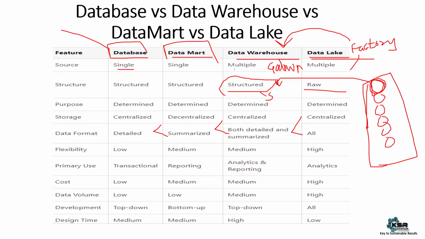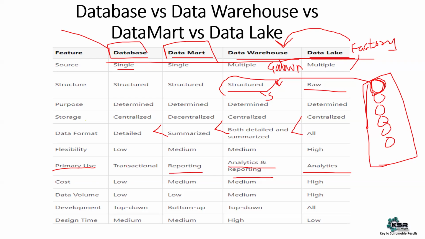And all these are storage systems. In data lake also you can store. In data warehouse also you can store. In data mart also you can store. And in database also you can store. And if you see here, the explanation itself is giving you an example. Where is the primary use of data lake? It is used for analytics. Where is the primary use of data warehouse? Analytics as well as reporting. Where is the use of data mart? It is only used for reporting.